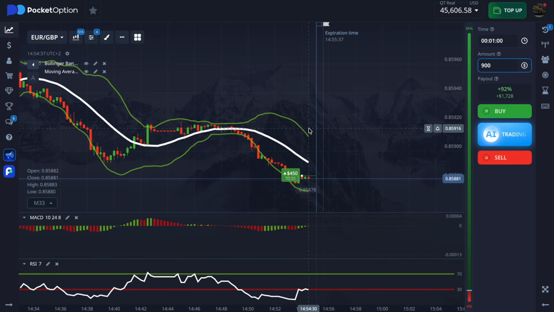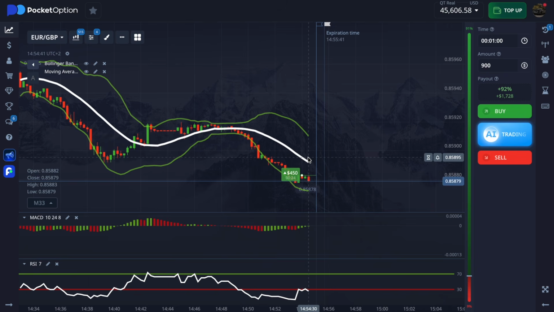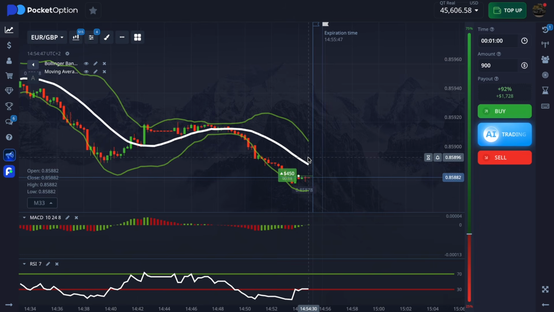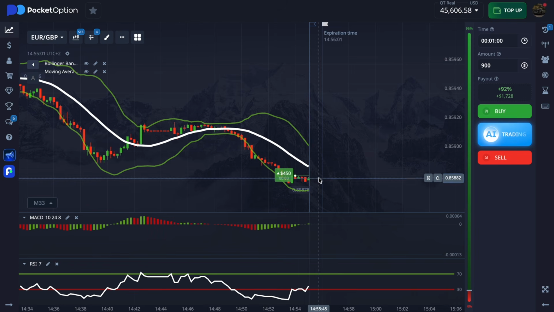That means if this trade closes at a loss now, I will open the next trade at $900. And if the $900 trade closes at a profit, it will cover the loss from this trade and I will earn a little extra. If, accordingly, the trade closes at a profit, then I return to the original trade amount. And if it closes at a loss, then I just double the trade amount again.